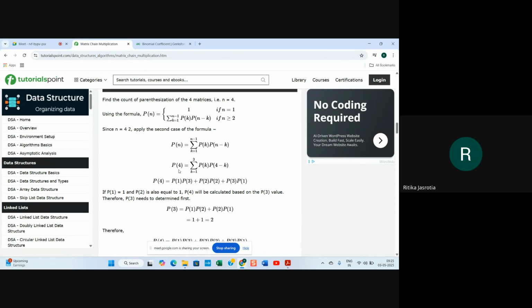So it is P4 is equal to sigma k is equal to 1 to n minus 1, means n is 4, 4 minus 1 will be 3. So k is equal to 1 to 3, Pk Pn minus k. So n is 4 minus k. Right. So this is the formula. Now, P1 is equal to 1 and P2 is equal to 1, P4 will be calculated based on the P3 value. Therefore, P3 needs to be determined first.